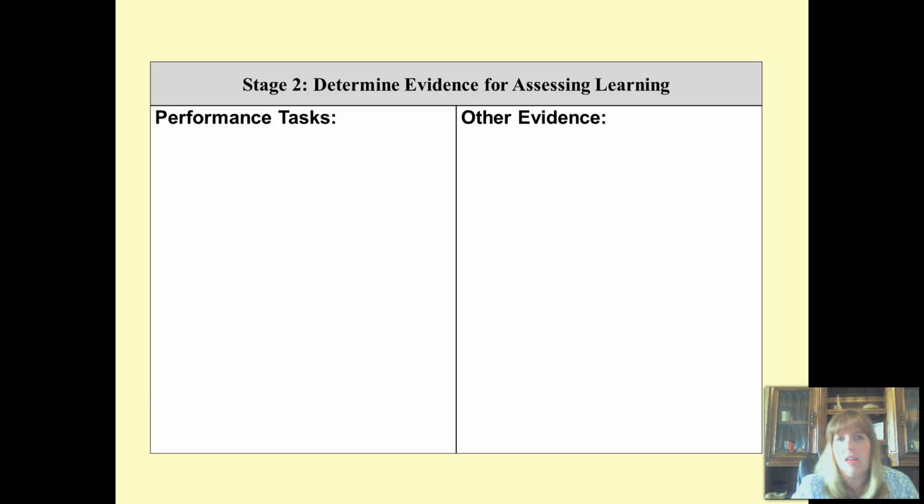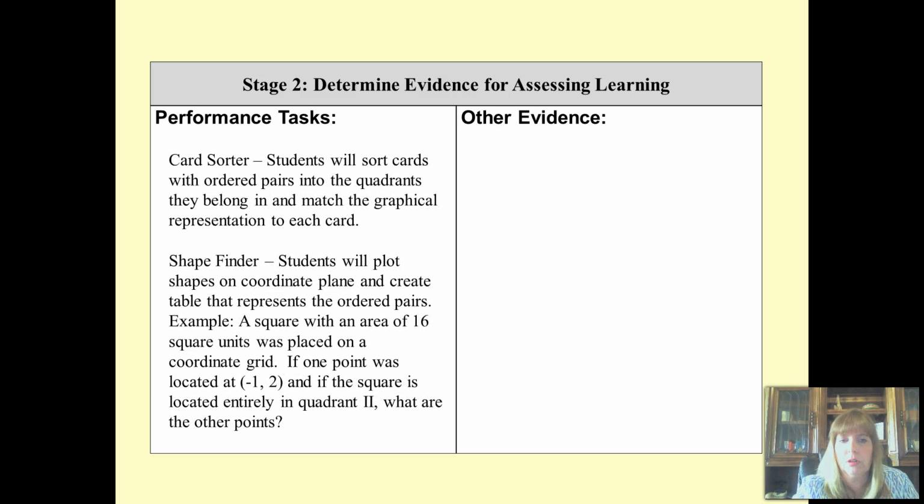So let's look at performance tasks first. Now, the district has provided you with some options on what to do, so in looking at those, let's choose what we think would give us the best idea that kids are on track for meeting these goals that we've set. All right, I think those are some good choices, so let's put those on here. Let's do the card sorter. We know if kids can sort into the correct quadrants, we give them these cards with the ordered pairs and they can put them in there and also find the graph that represents that, they'll have a good understanding of the objectives. And the shape finder is going to be a little more difficult.